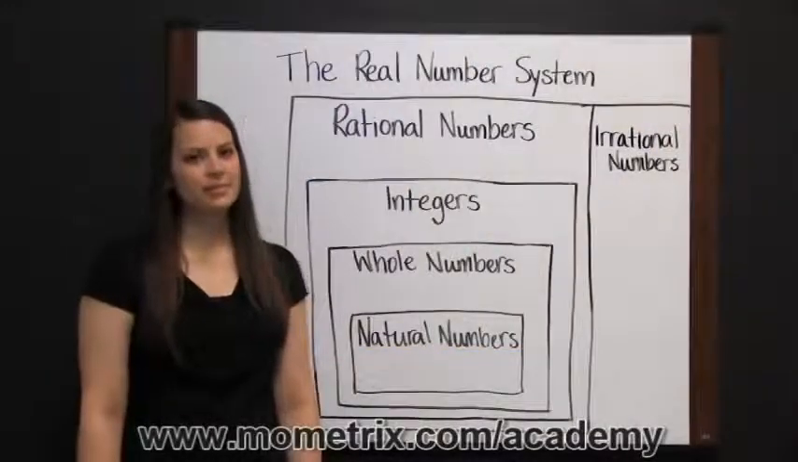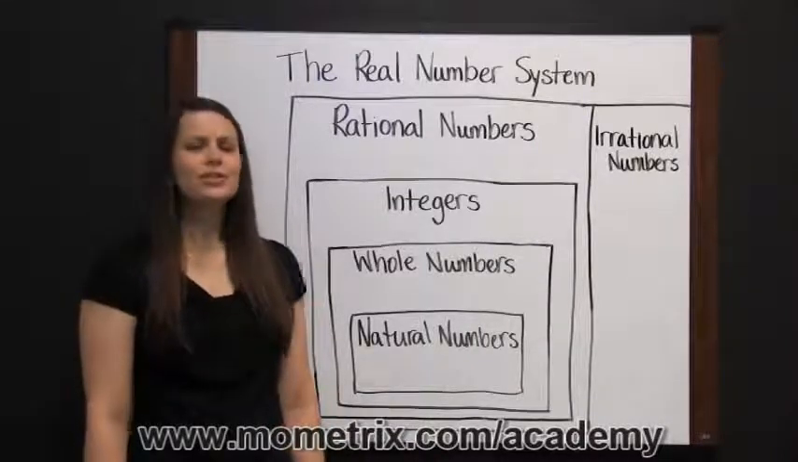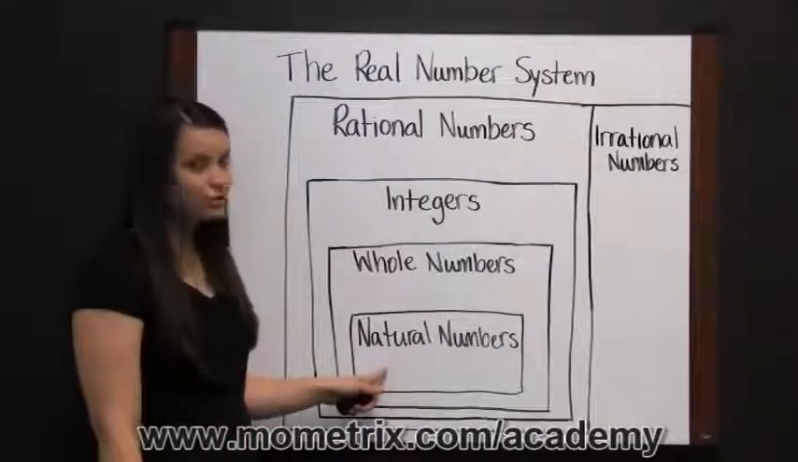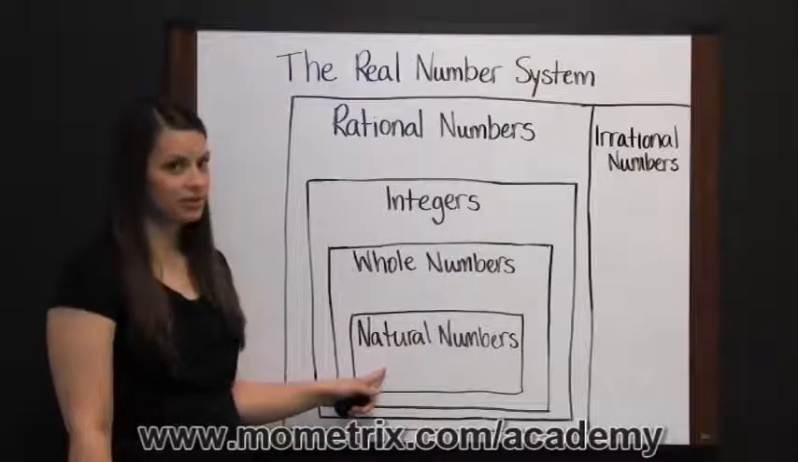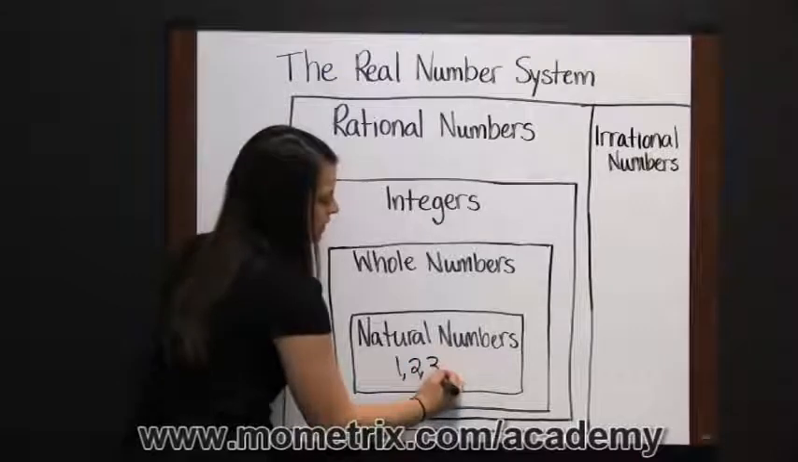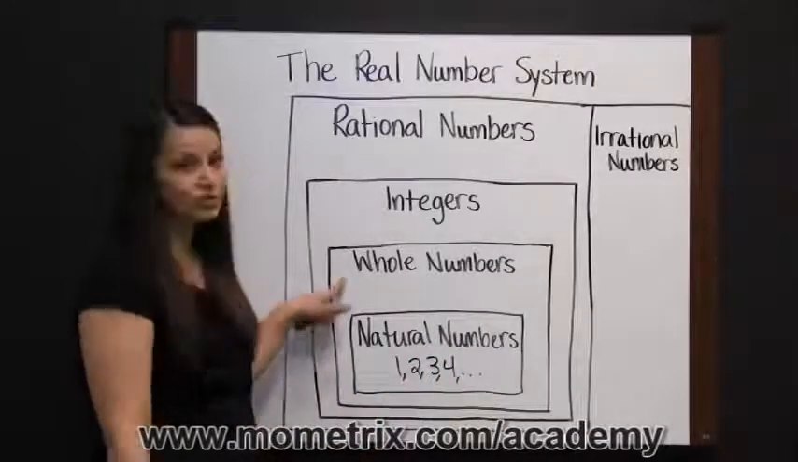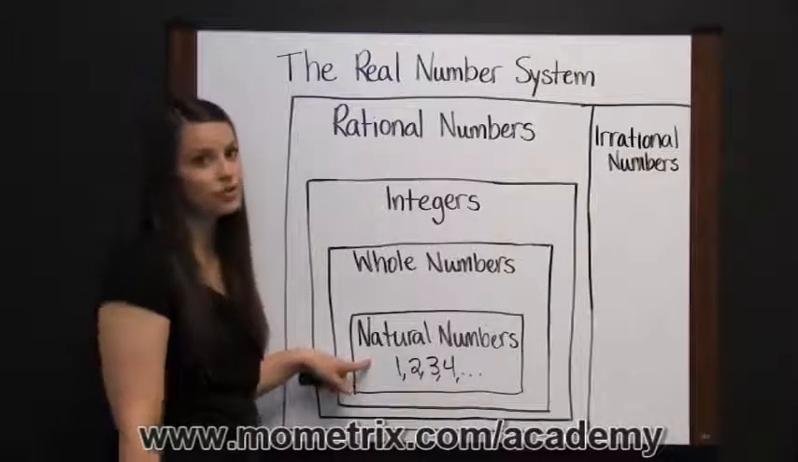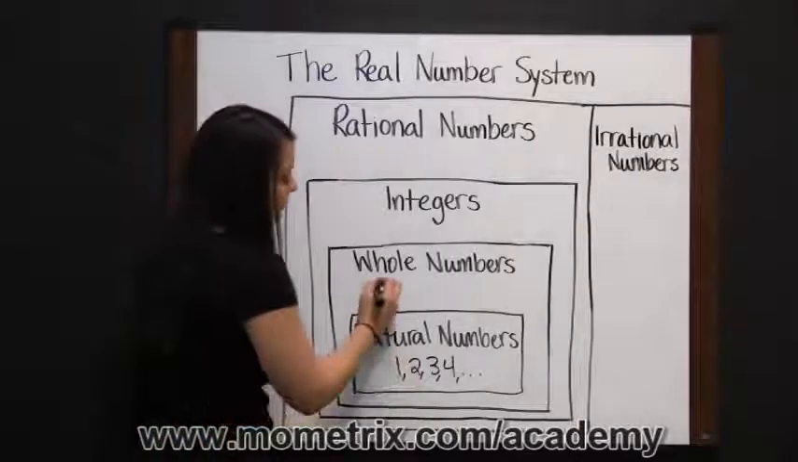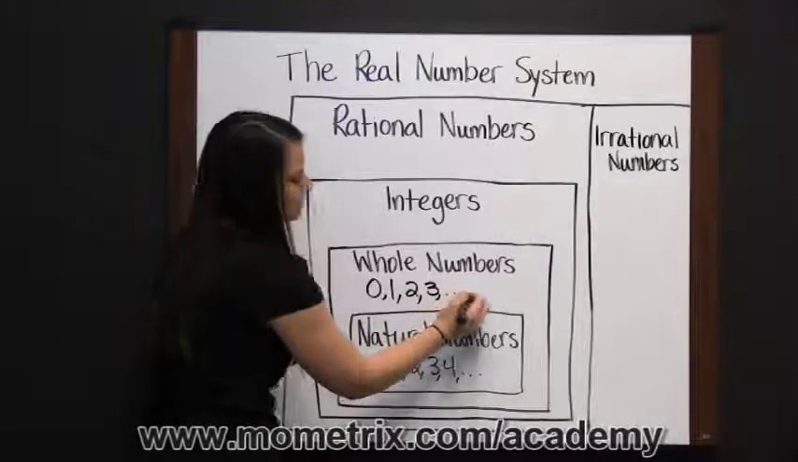The real number system. Numbers can be classified in many different ways. Let's look at some of those. Starting with natural numbers. Natural numbers is the set of counting numbers like 1, 2, 3, 4, etc. Whole numbers include the set of natural numbers and also 0. So whole numbers would be numbers like 0, 1, 2, 3, etc.